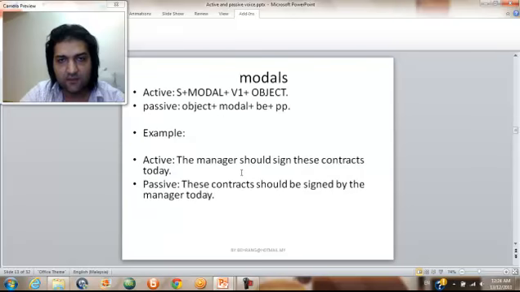And here we have simple modals. Subject plus modal plus verb 1 or V1, which is the base form of the verb, the root form of the verb, plus object. While here in passive part we have object plus modal plus be plus PP. The example is, the manager should sign these contracts today. Passive, these contracts should be signed by the manager today.